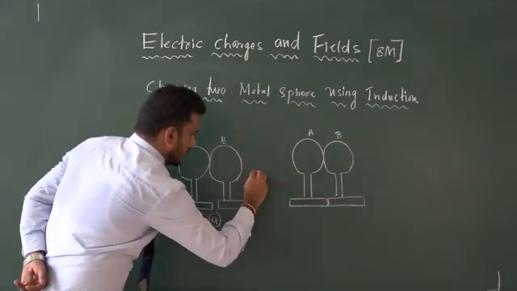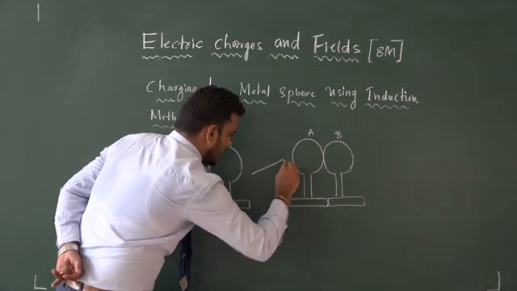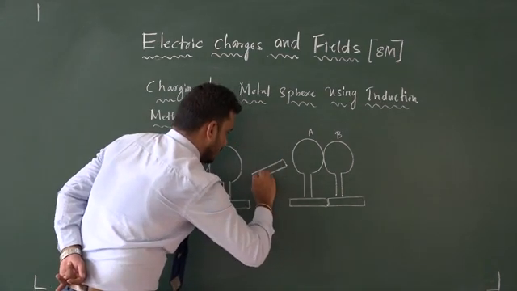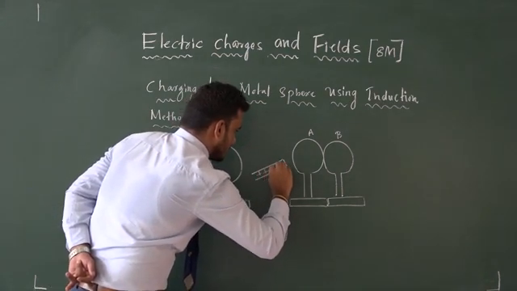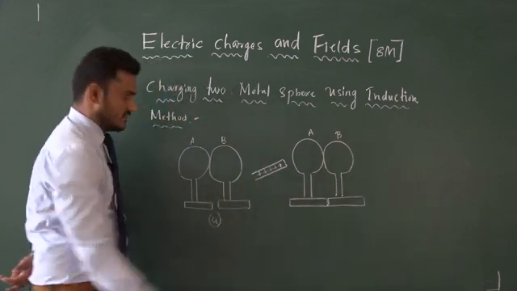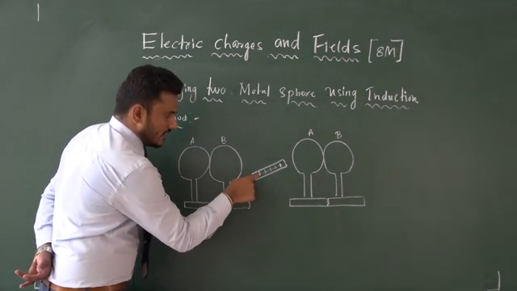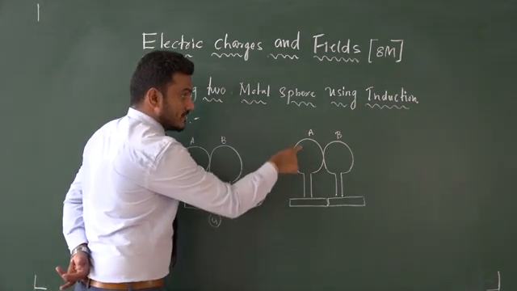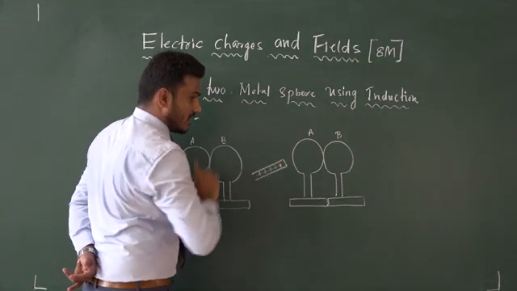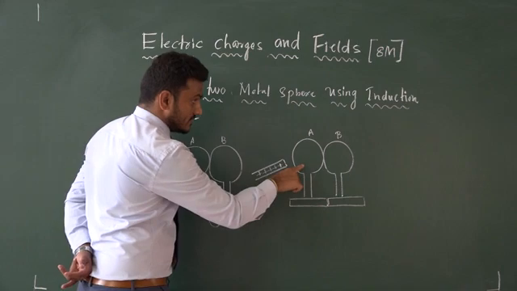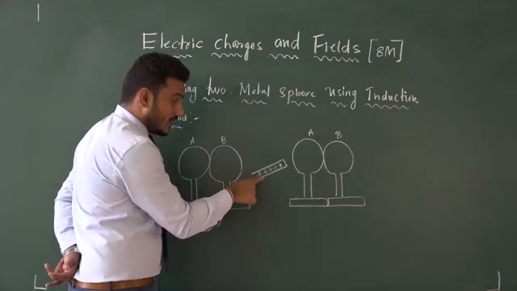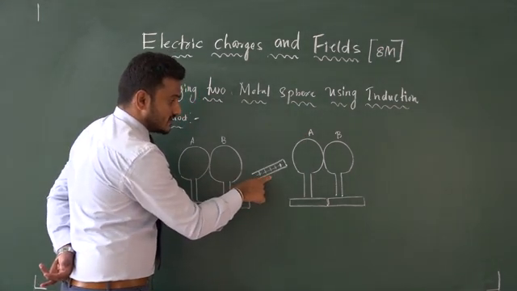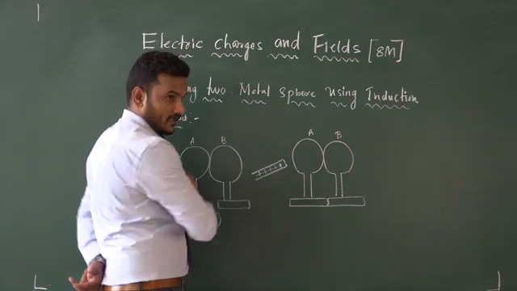I am going to bring a positively charged rod near to the sphere A. See what I am doing? I am bringing the positively charged rod near to the metal sphere A but not in physical contact, without touching the sphere A.